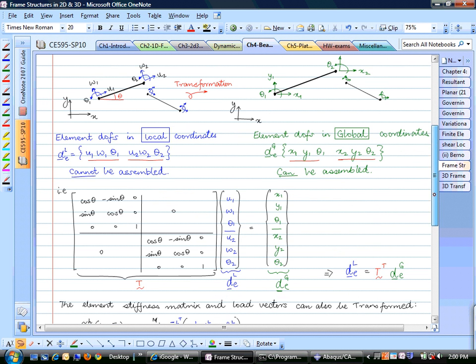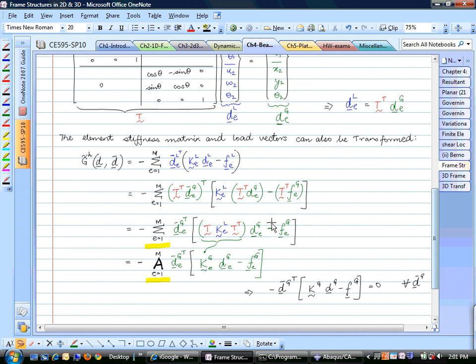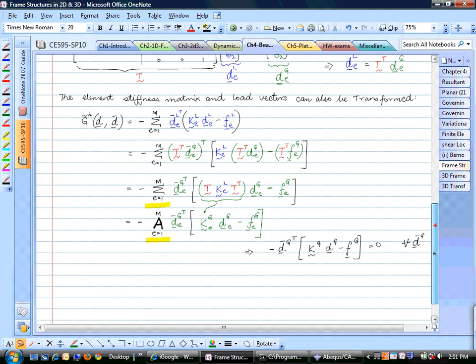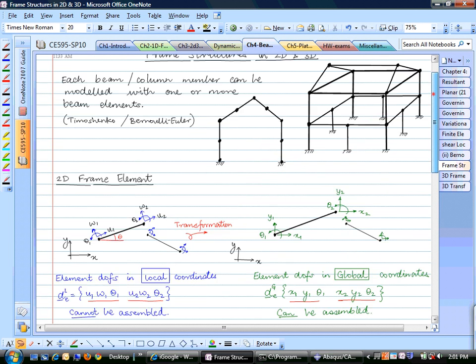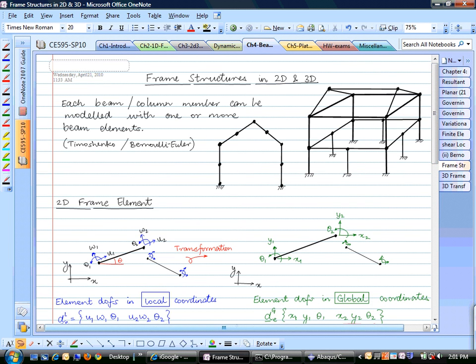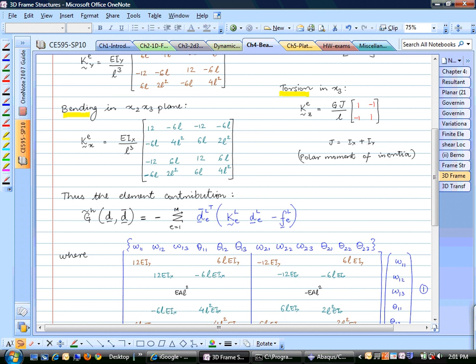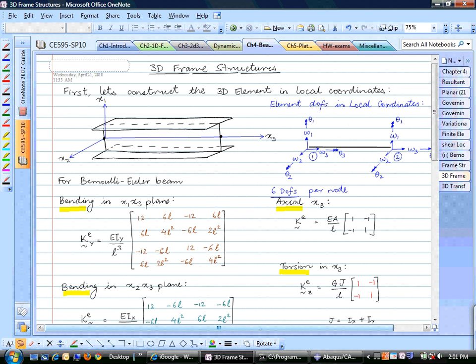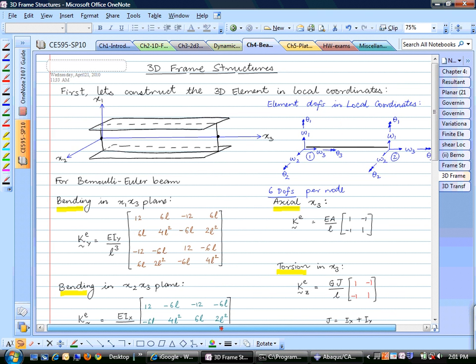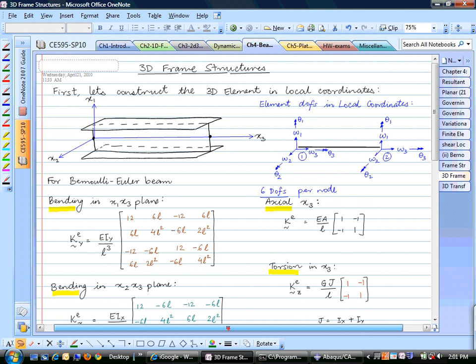And in 2D, that transformation to the global coordinates is fairly straightforward. Once you do that, you can transform your element stiffness matrix to the global, and your element force vector to the global force vector, and just assemble and solve. So this 2D problem is not that difficult, but in 3D things become a little more interesting. So let's take a look at this.